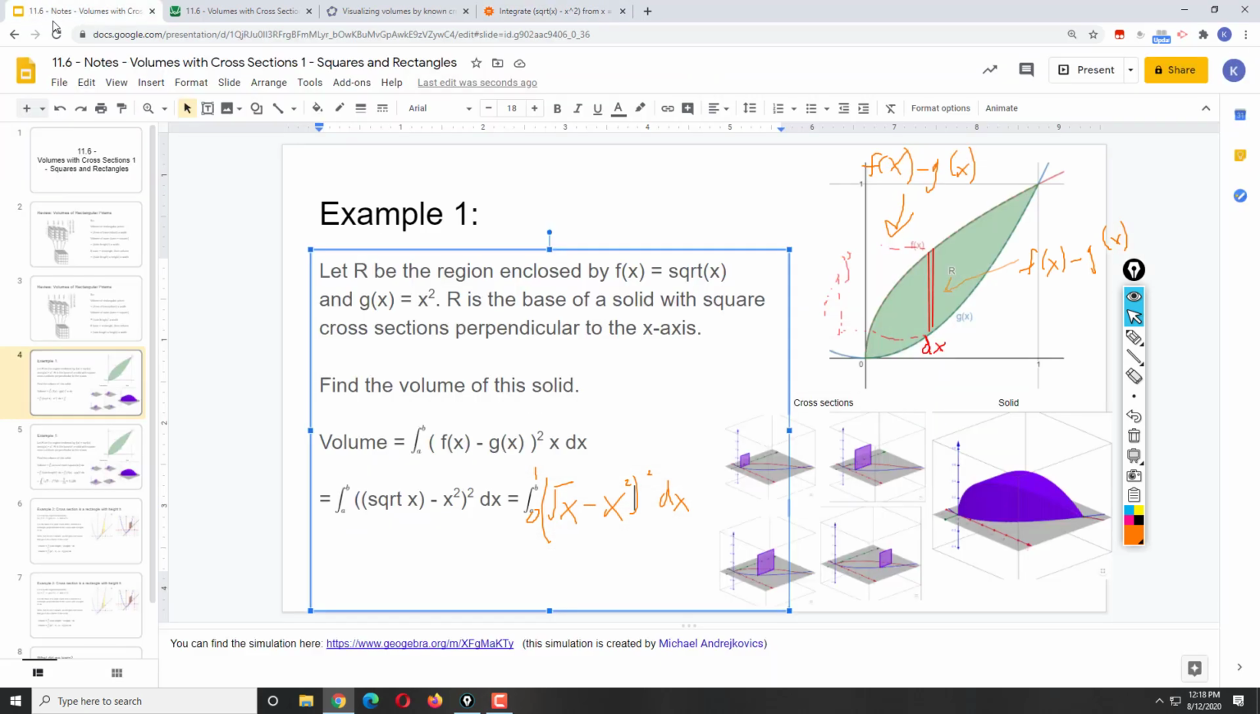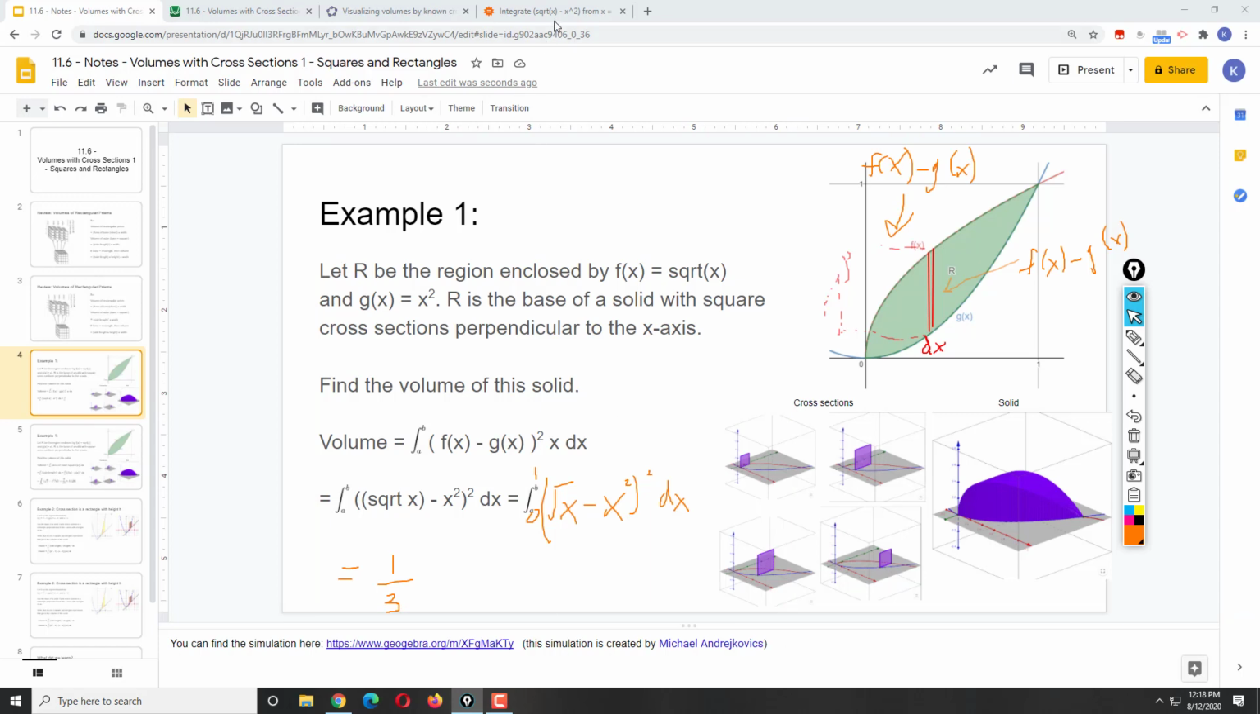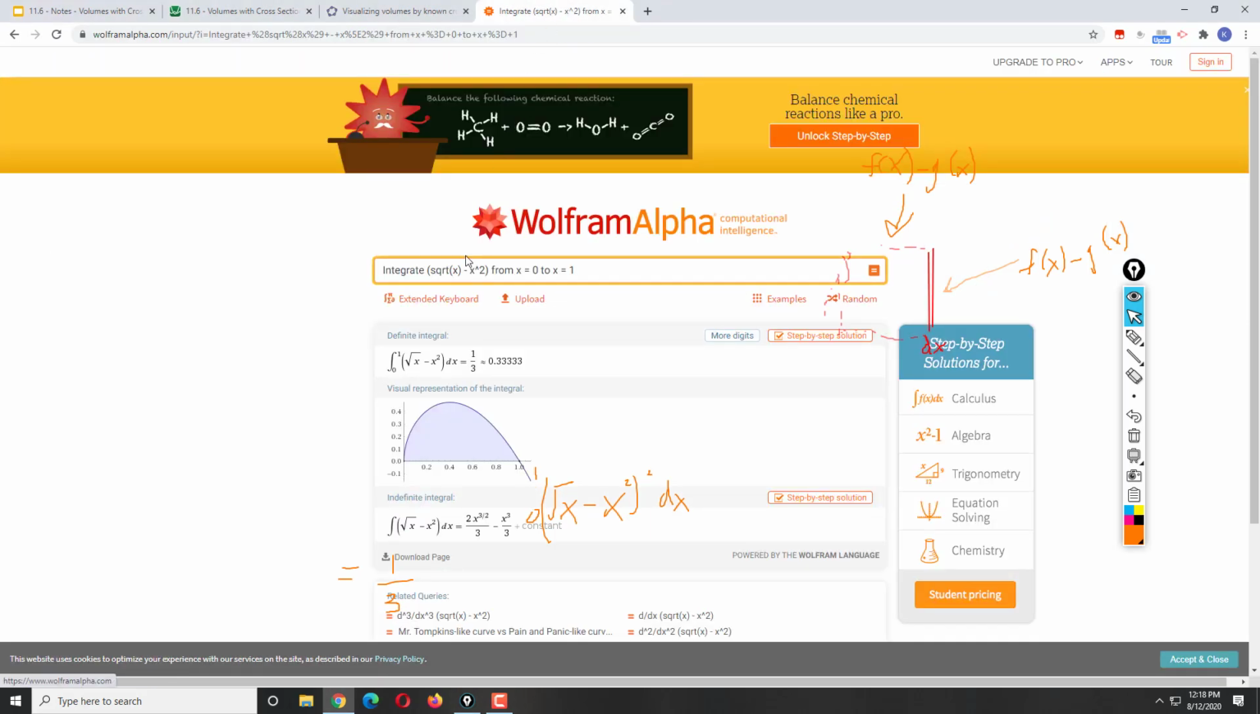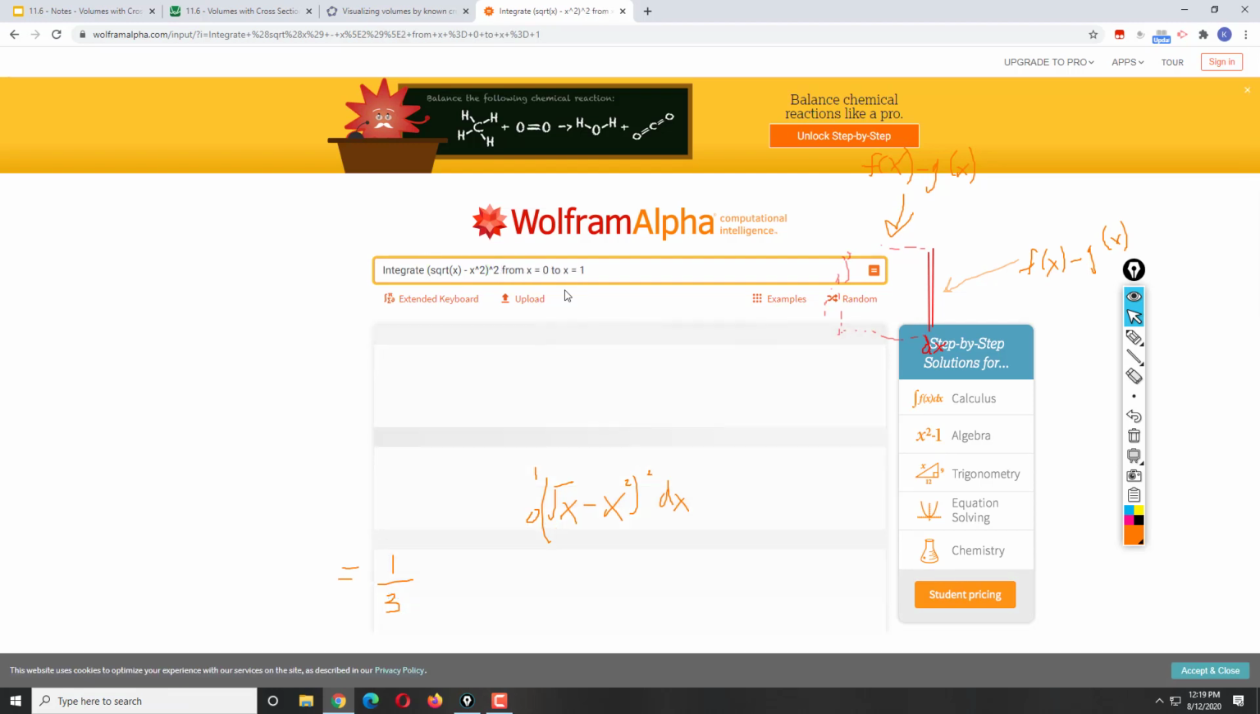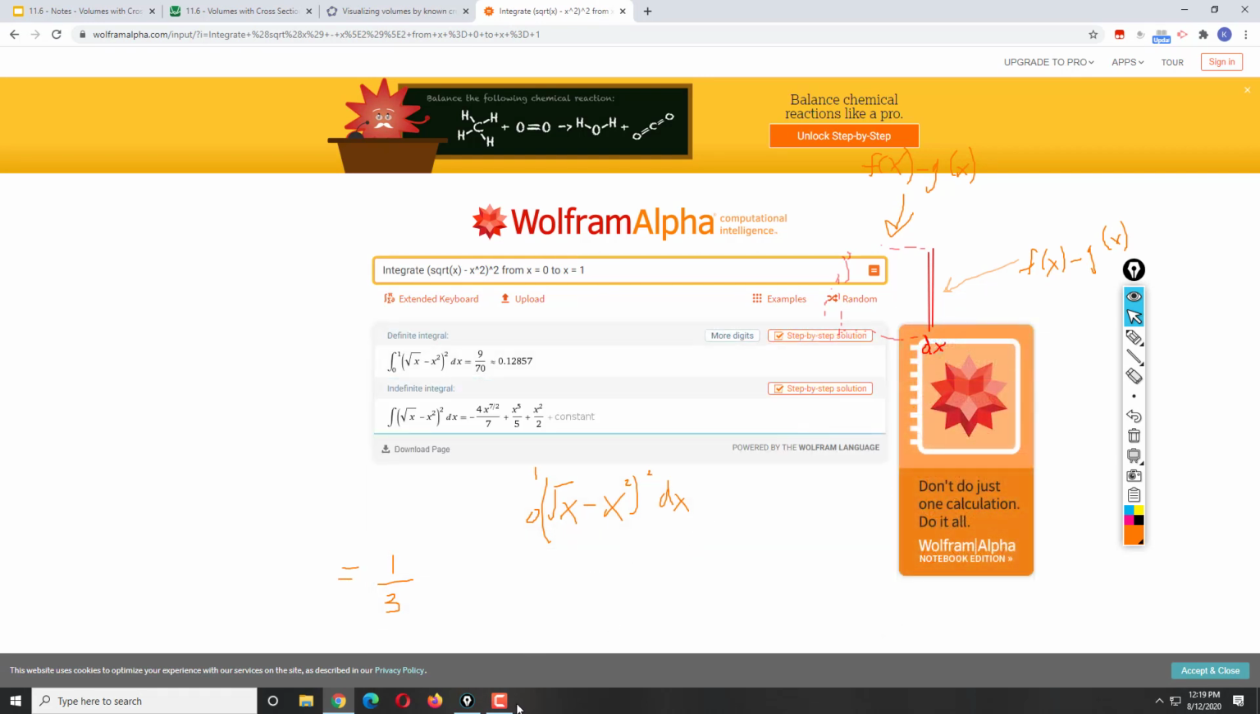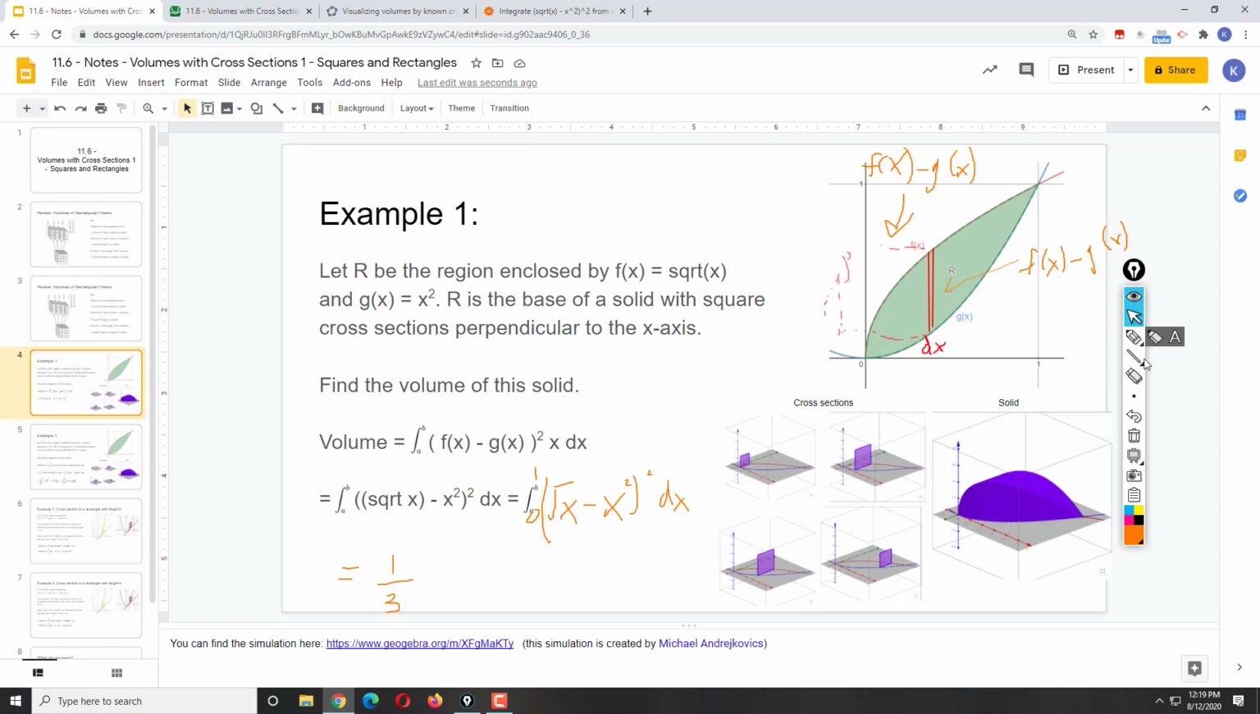When we integrate this, we get 1/3. So this is equal to 1/3. Alright, let's be careful here. I made a mistake when I typed into Wolfram Alpha. It's the square root of x minus x squared, and the whole thing squared, because that's just the base. Whole thing squared from x equals 0 to x equals 1. And when we do that, we get 9 over 70.